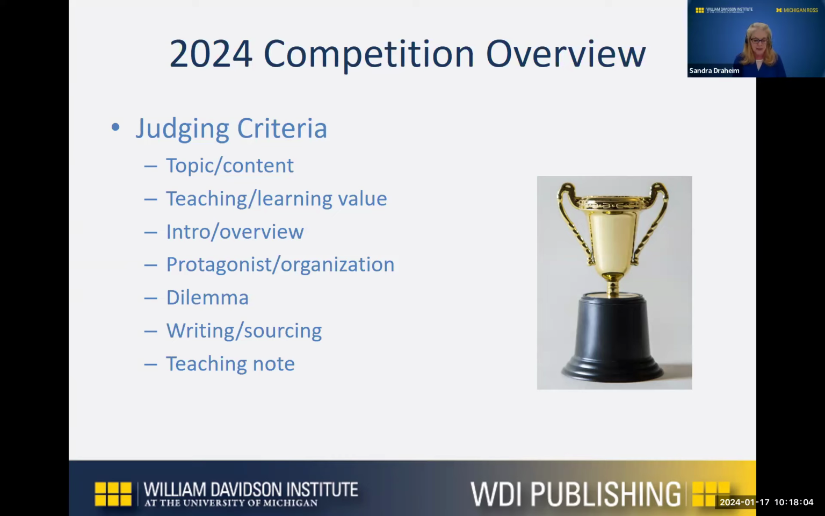And then the protagonist and organization, again, has to be clearly identified, and there have to be appropriate details about that protagonist and the organization so that the reader can get adequate context. Then, of course, the dilemma or multiple dilemmas in the case must be clearly described so the reader can clearly understand what is the problem to be solved in the case.